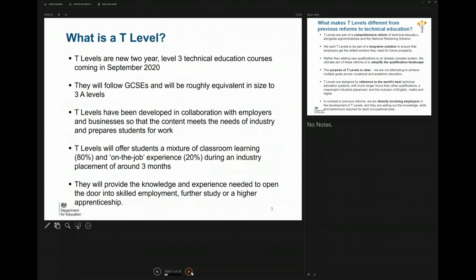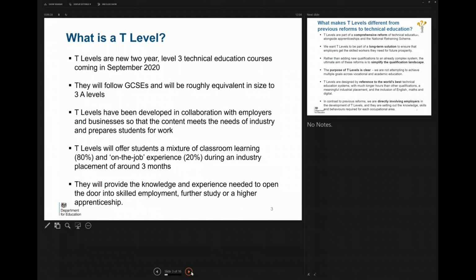So what is a T-level? A T-level will be a 2-year level 3 technical education course, and they will be starting in September 2020. They are aimed at following GCSEs, so for 16 to 18-year-olds, and they are roughly the same size as a 3 A-level programme, so they are substantial courses, 900 hours per year. T-levels have been developed in collaboration with employers and businesses so that the content meets the needs of industry and helps prepare young people for work.